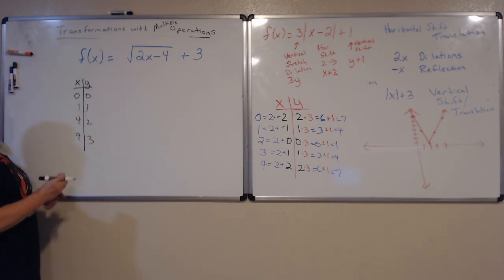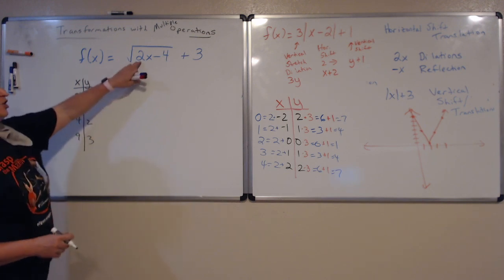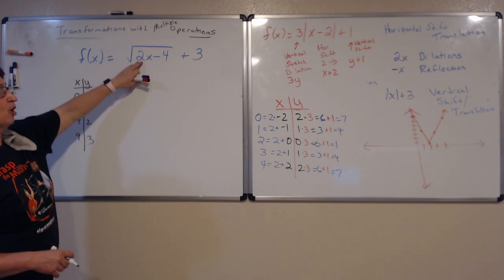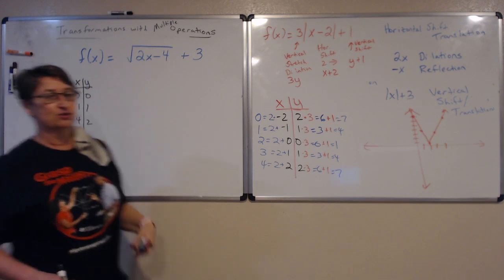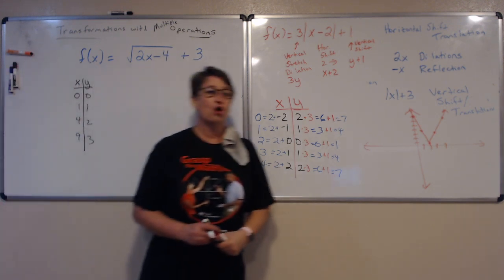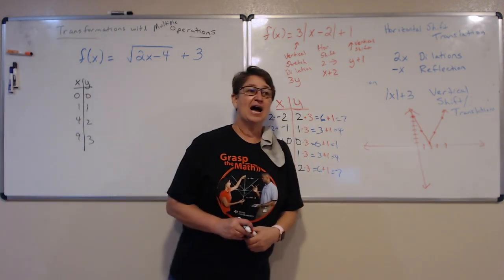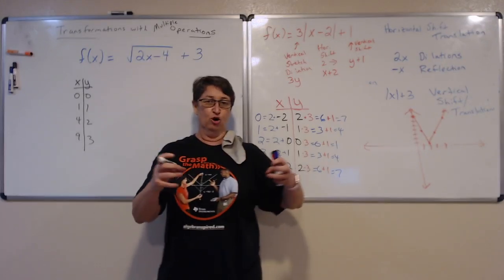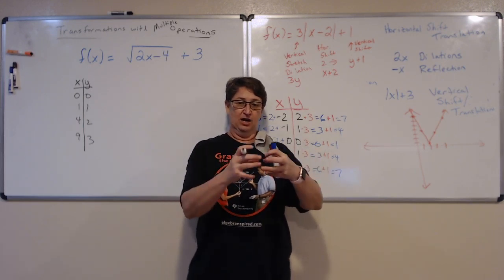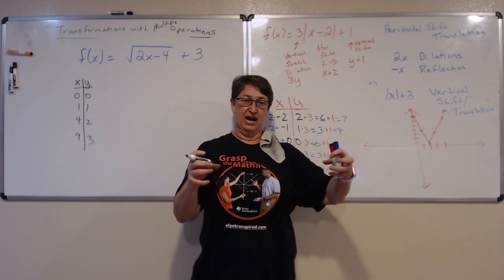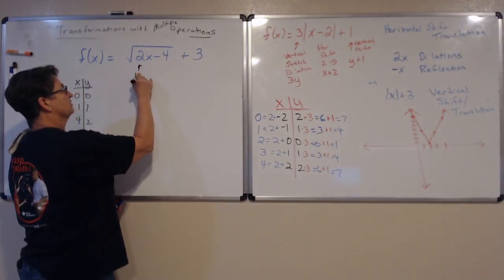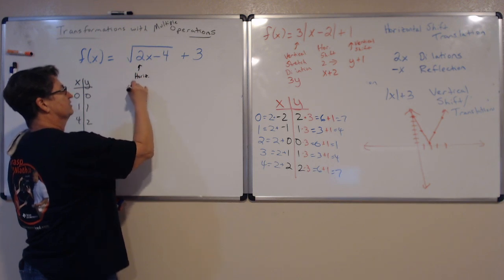Okay, so now I've got my parent down. I'm going to look at each piece. So here, this 2, it's the multiplication, but it's inside with your x. So this is going to be a horizontal dilation. It's horizontal because it's affecting my x's, and since it's multiplying, it's dilating. We're going to have this dilation going on. So this is that horizontal dilation.